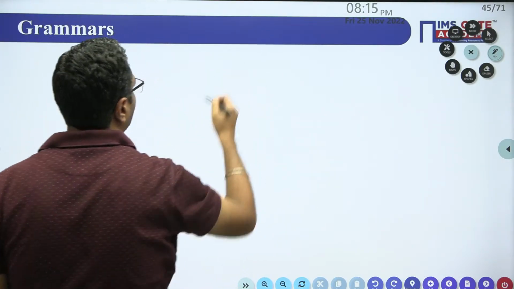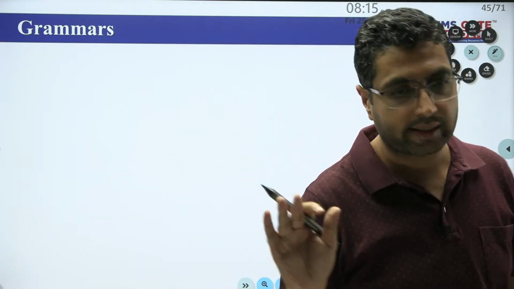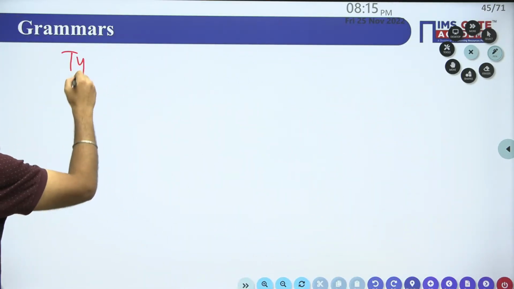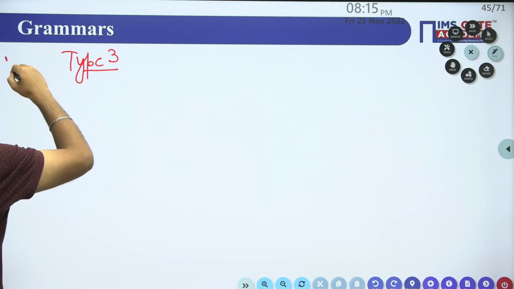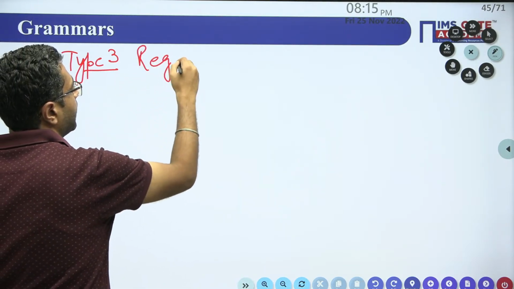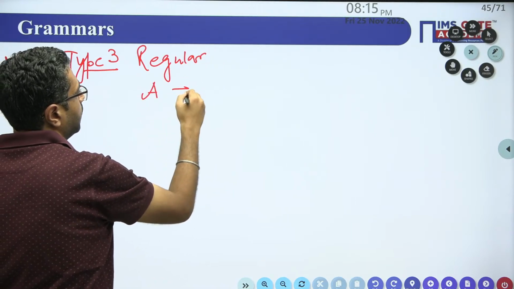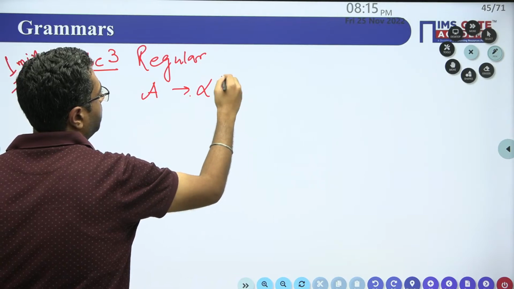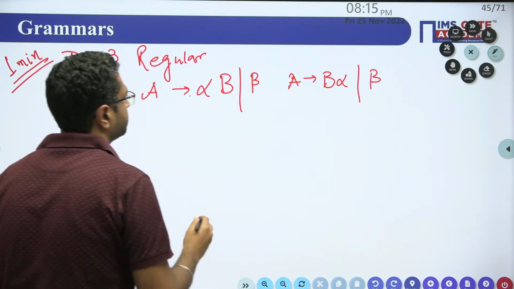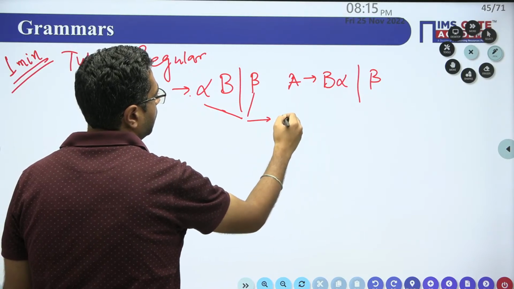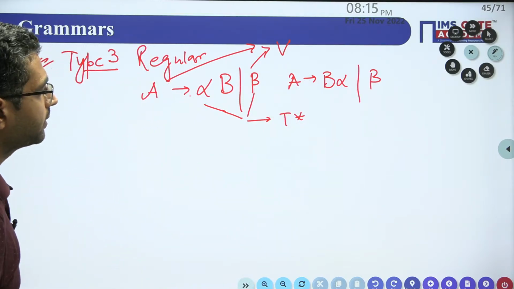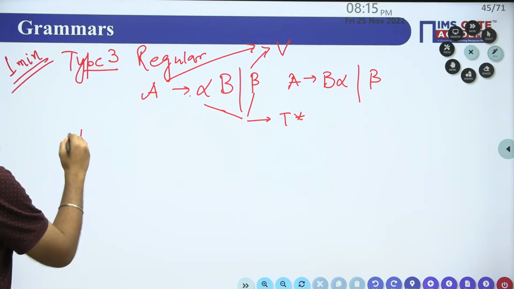So let's hear about grammars. Let me briefly summarize, just to cross check whether everybody knows about grammars or not. We have 4 types of grammars. I will briefly define the grammars within 1 minute so that the concepts are brushed up for everyone. Type 3 grammars are called regular grammars and their format is A goes to alpha B beta or A goes to B alpha beta, where alpha, beta belong to terminal star and A and B are non-terminals, right?